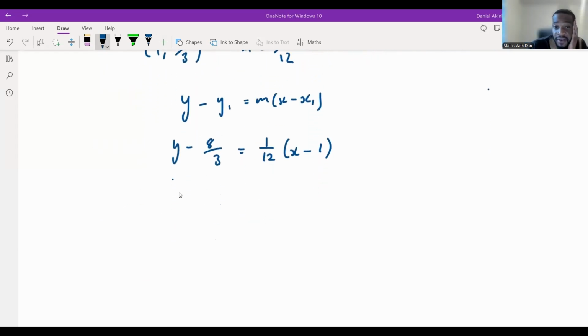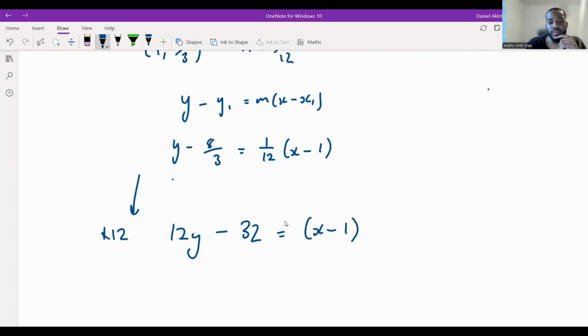Let me times everything by 12 to get rid of the fractions. So if I times that by 12, that will be 12y. Minus the 12 over 3 would make a 4, right? 8 times 4 is 32. Be like that. And then that 12 will cancel, it will just be x minus 1. But then we can just remove the bracket, can't we?